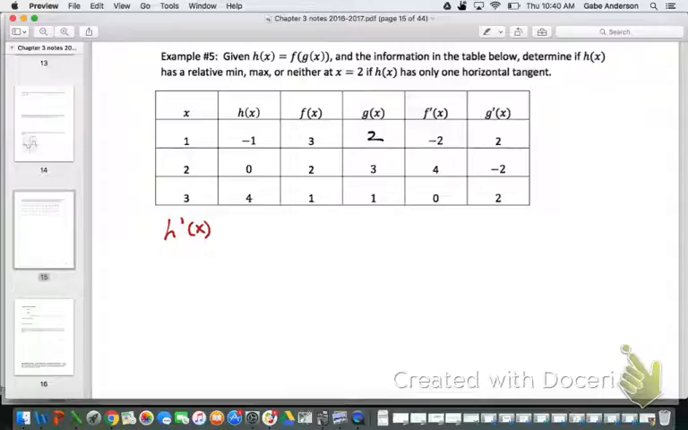So what do you think, Alex? What do you think h prime would be for this one? F prime of g of x plus g prime of x.